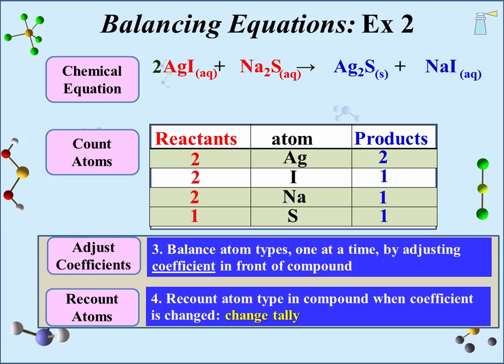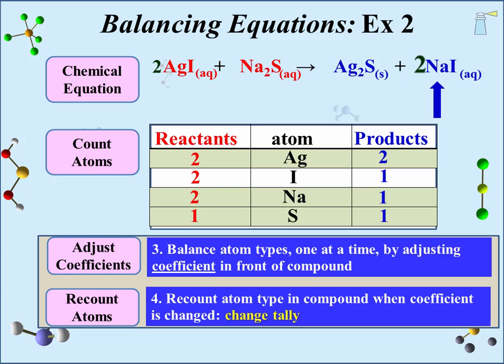Step 3 has us change the coefficient on another compound to get a different atom type in balance. We could do this for the iodines or return to one of our first options, the sodium. The question becomes, should we change the coefficient in front of the sodium on the reactant side or the product side? There are more sodiums on the reactant side, which means the product side needs to be increased. But by how much? To be equal, the product side tally of sodium needs to be a 2. What coefficient, when multiplied by the subscript value of 1, yields 2 sodiums?